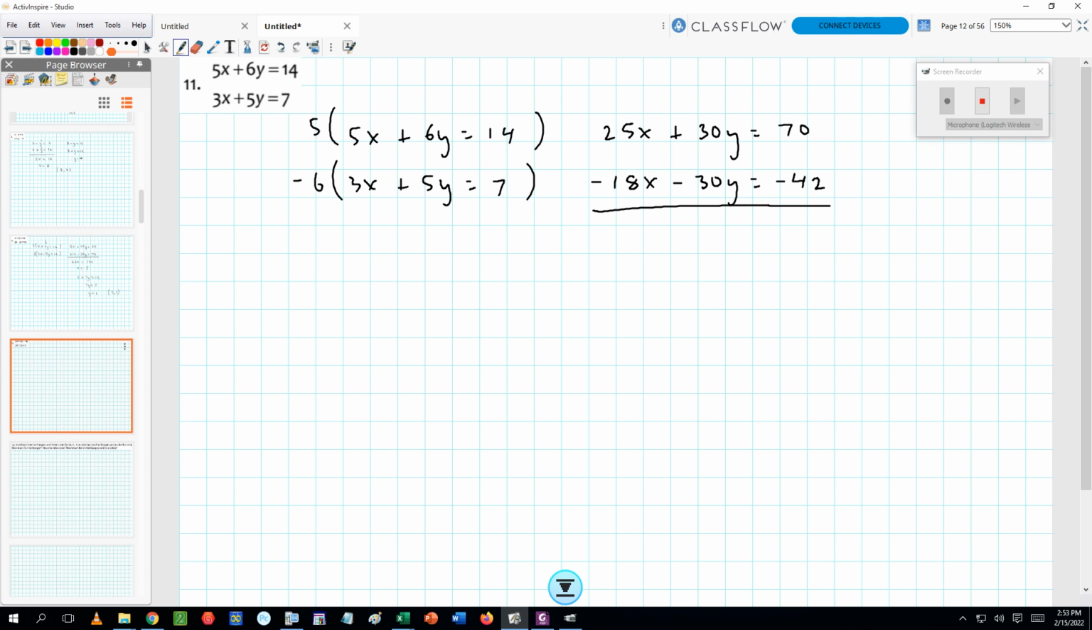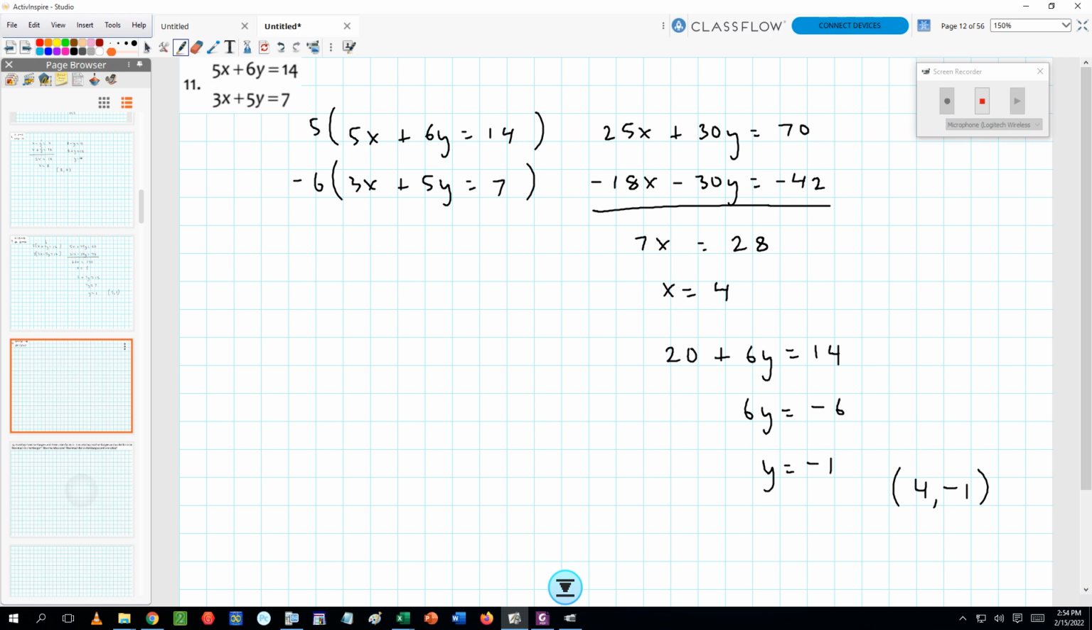25x take away 18x is 7x. 70 take away 42 is 28. Divide the 7, I get 4. Take that 4 and plug it into either the 5x or the 3x. I like the 5x. So 5 times x is 20. 20 plus 6y is 14. I'm going to subtract the 20. 14 take away 20 is negative 6. Divide out the 6, I get negative 1. Your answer is 4 for the x, negative 1 for the y.